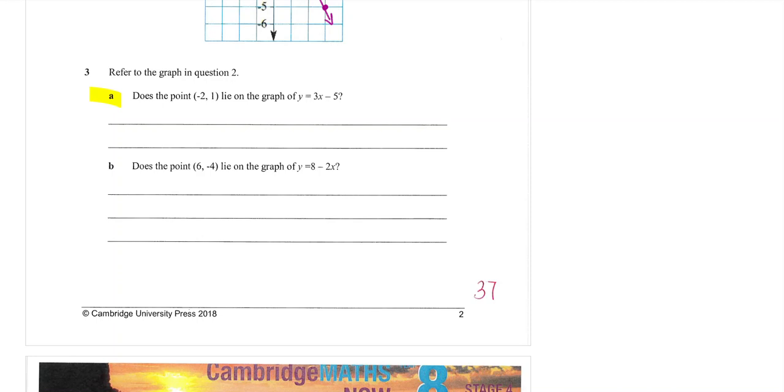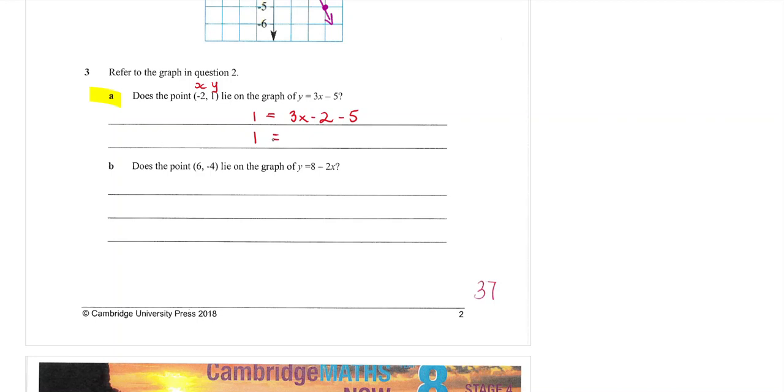To know whether a point is on that graph, you sub it in. So remember that the minus 2, 1, the minus 2 would be the x value and the 1 would be the y value. If I sub that into my rule, I get y, which is 1, equals 3x, which is 3 times minus 2, and then minus 5. Now I want to know if the left-hand side and the right-hand side of that are actually equal. So I've got 1 on this side.